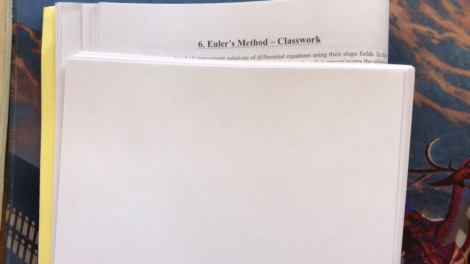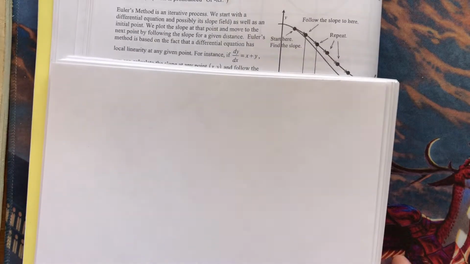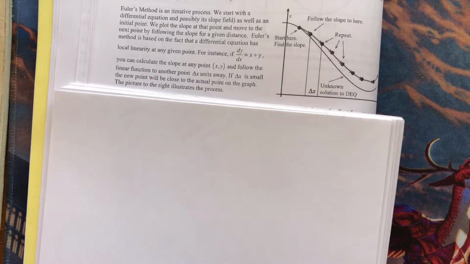Today in BC Calculus, we're going to do what's called Euler's method. This is essentially a way that we're going to be able to graph solution curves. That's the short version of what's going to happen.